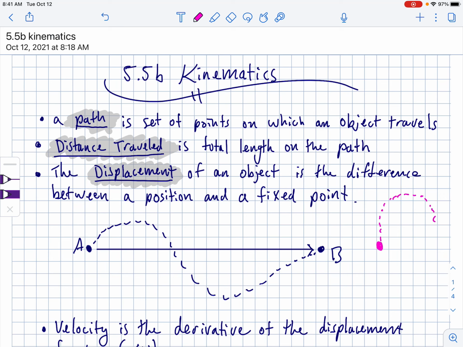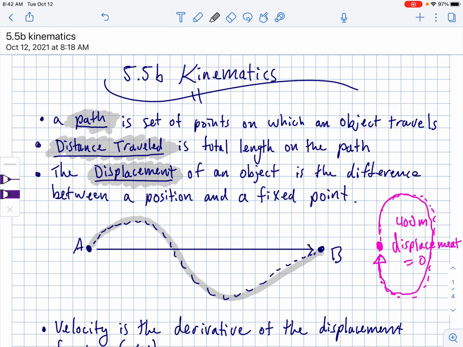A classic example of that is if you're running track and you start right here, and then you run all the way around a big track. This entire lap might be 400 meters or something like that. That's how much you traveled going around, 400 meters. But your displacement would be 0, because you're back in the same position that you started in. If you ended a little bit past there, your displacement would be this distance right here. It's however far you are from your starting point.